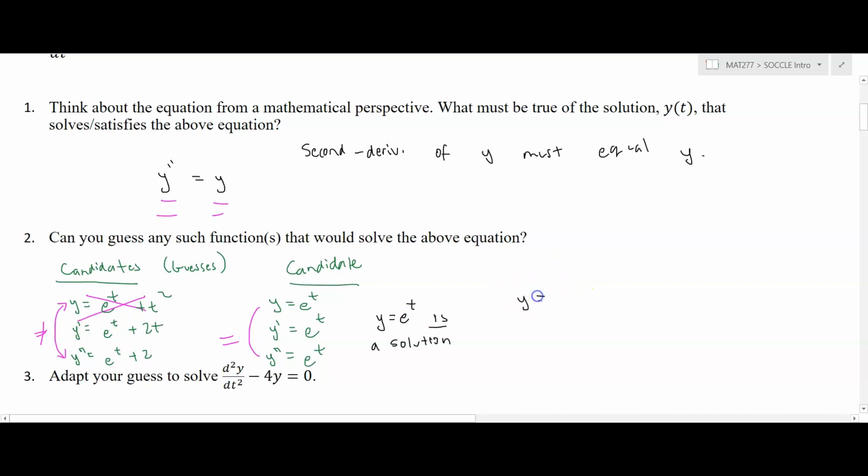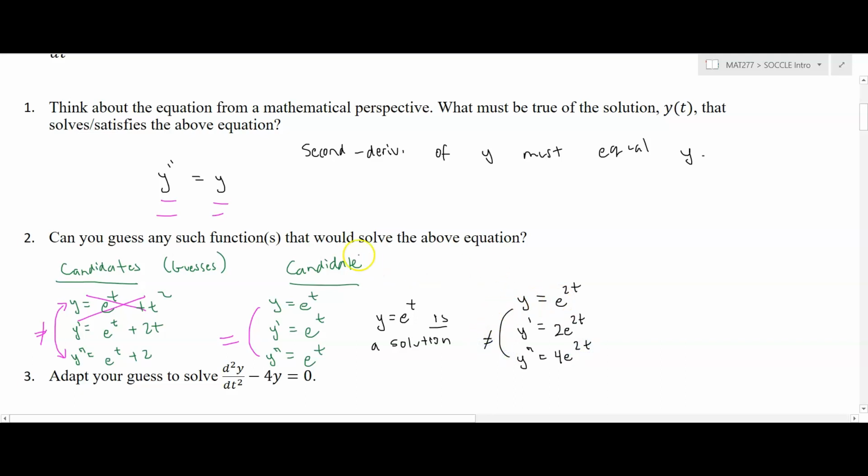Unfortunately, things like y equals e to the 2t won't work, anything where the exponent is not related to 1, because when we take derivatives of e to the 2t, we have to use the chain rule on the exponent and multiply it by the derivative of the exponent. And so by the time we take the second derivative, we get 4e to the 2t, and clearly these two are not equal.